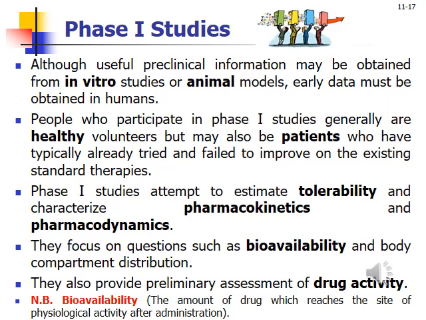Phase 1 studies attempt to estimate tolerability and characterize pharmacokinetics and pharmacodynamics. They focus on questions such as bioavailability and body compartment distribution. They also provide preliminary assessment of drug activity. Bioavailability is the amount of drug which reaches the site of physiological activity after administration.